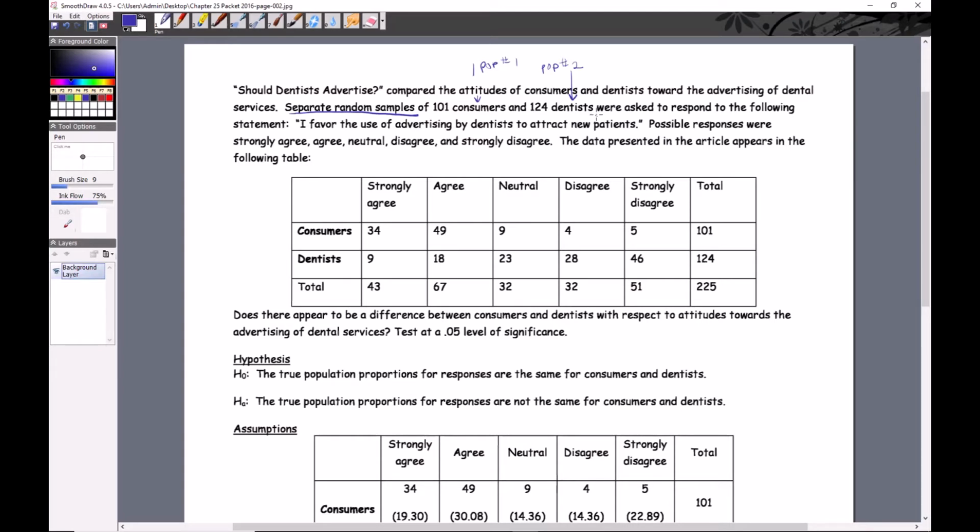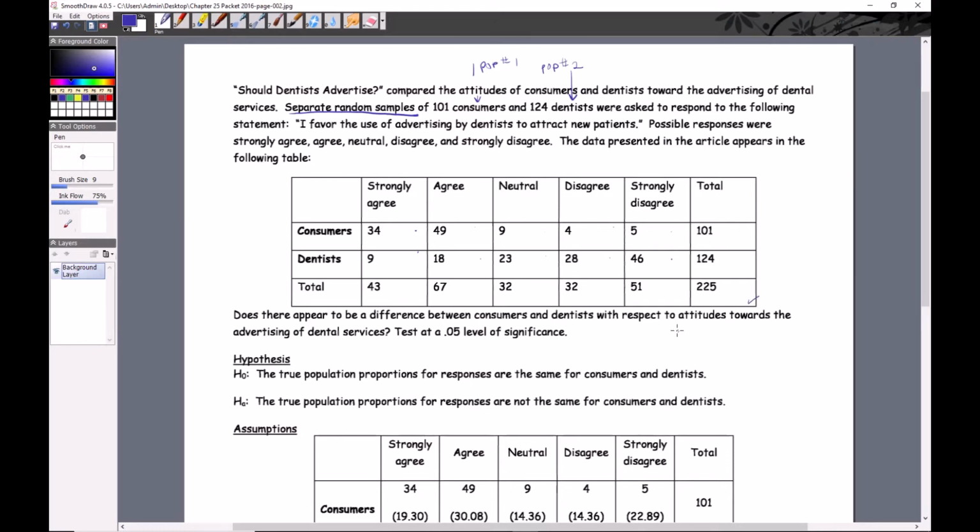They're asked to respond to the following: I favor the use of advertising by dentists to attract new patients. And you could answer strongly agree, agree, neutral, disagree, or strongly disagree. And here is the data presented in the article. Okay, a couple of things for this. First of all, the data points are here, here, here, here, here, and here. All of these numbers below are subtotals for how to answer this particular survey. And all the numbers here and here are all the subtotals for the dentists or consumers, the type of person we're dealing with. And this is the grand total, okay?